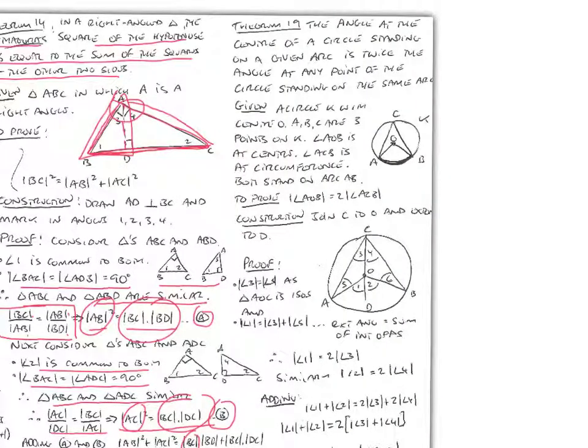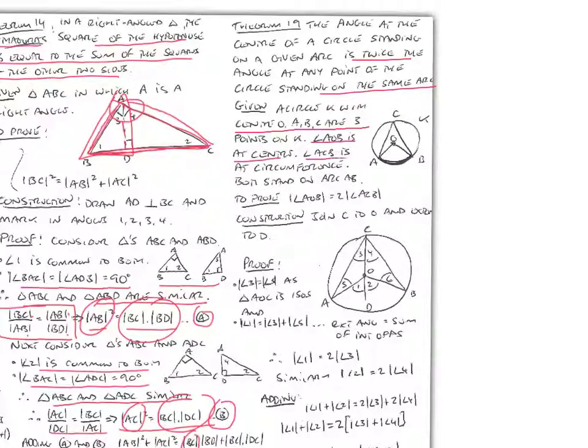Now, theorem 19. The angle at the centre of a circle standing on a given arc is twice the angle at any point of the circle standing on the same arc. So we're given a circle K with centre O. A, B, C are 3 points on K. The angle AOB is at the centre.